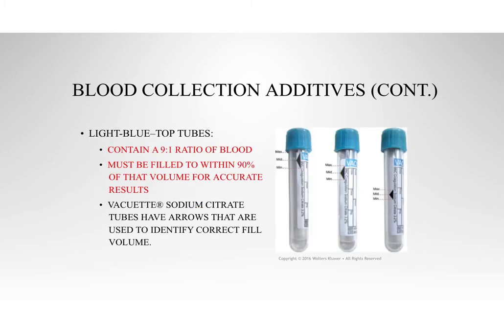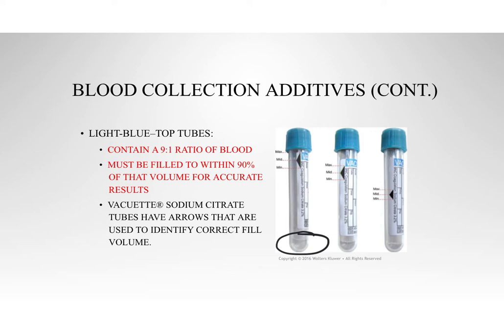All right. So this is really important, guys. Light blue top tubes must contain a ratio of 9 to 1 blood. So that is 9 parts blood to 1 part anticoagulant. And the anticoagulant is this portion right here at the bottom. There is a liquid there, and it must be well mixed as well.